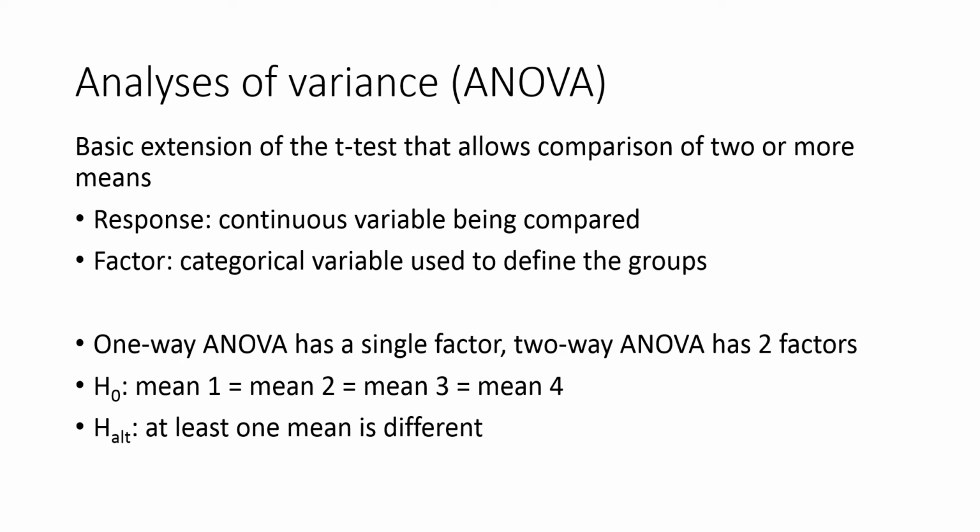And an ANOVA is a method that allows you to compare multiple means. And your response should usually be some sort of continuous variable, and your factors should be a categorical variable. So that could be one of your ordinal or your nominal values.